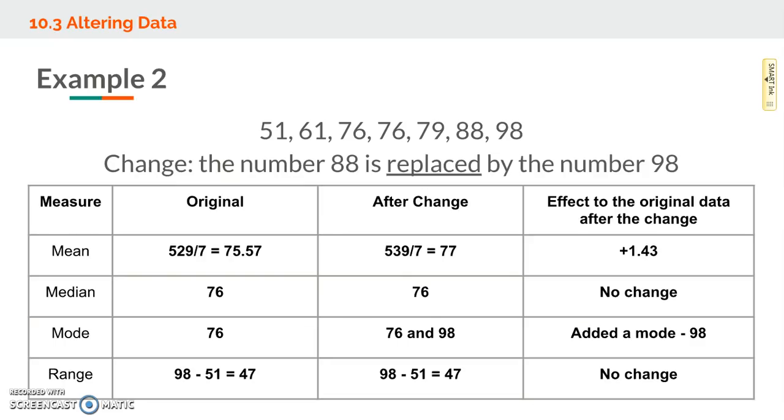All right, so let's look at our change here. We're going to subtract the change minus the original. We have a plus 1.43 units there from our original to the change by replacing 88 with 98. Our median has no change. Our mode, we added a mode to it. We added 98 to our answer. And our range was no change.